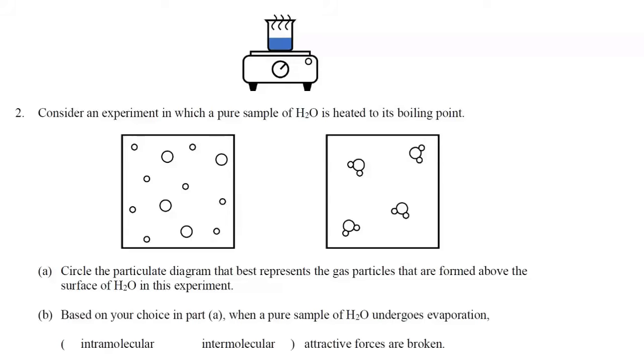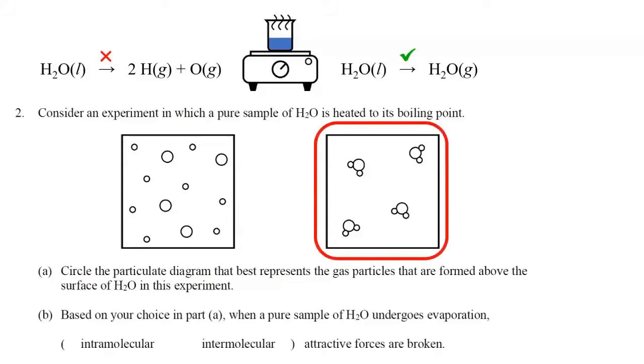we are not breaking up the water molecules into individual atoms of hydrogen and oxygen. So that equation on the left side of the slide, that's not happening. Therefore, what is happening is that liquid water, H2O, is changing into water vapor, still H2O, so we should circle the particle diagram that shows molecules of water, and that is the particle diagram on the right.